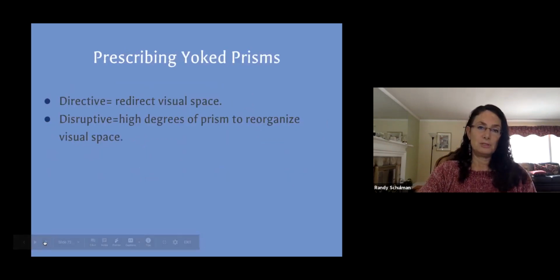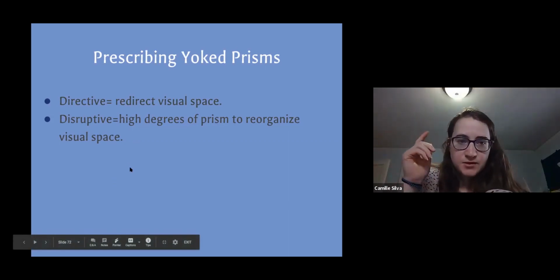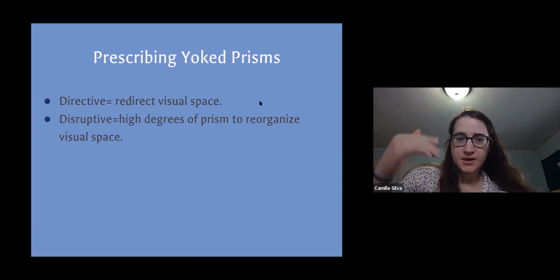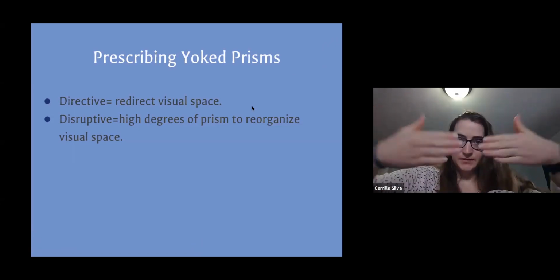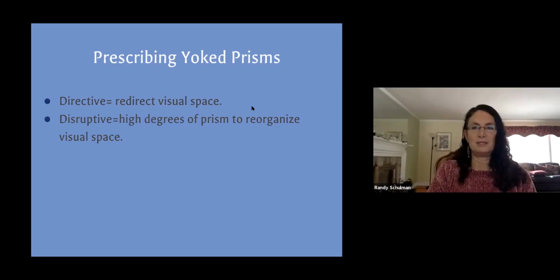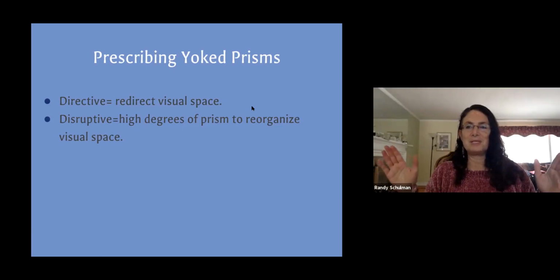Dr. Schulman, yes. This is something I was confused about with the shift of gravity forward or backward. Can you explain how base up or down shifts forward and backwards, not like up and down? Yeah, that's probably one of the things that's the hardest to understand about prisms.